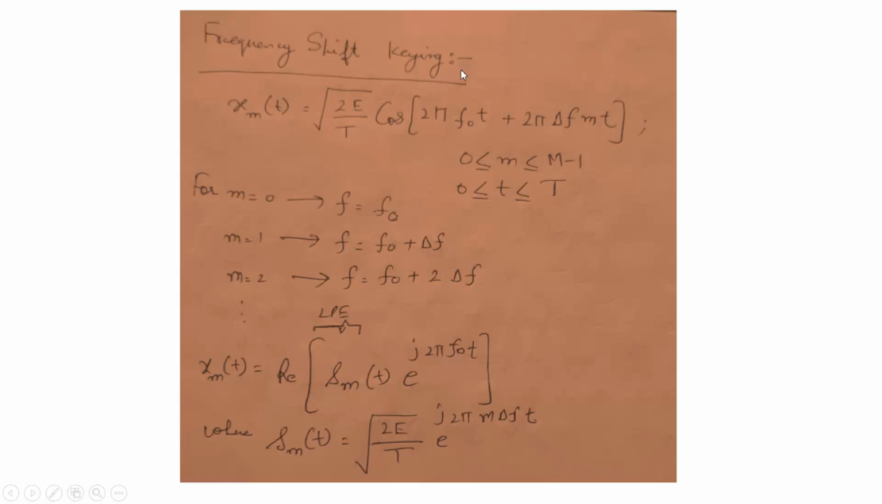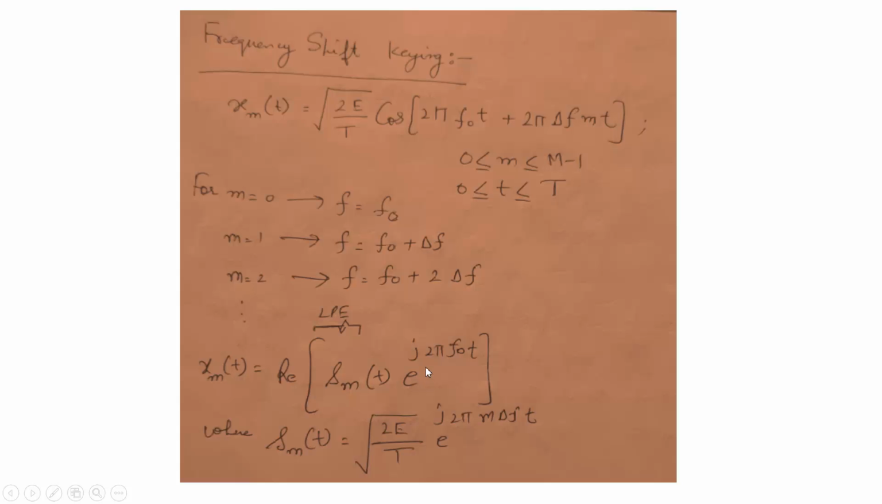Now this x(t) can be expressed as s_m(t), right, e to the power j 2 pi f naught t, where s_m(t) I can denote as the basic message signal. So I can express it where s_m(t) is square root of 2E by capital T, e to the power j 2 pi small m delta f t, right? So basically what is done in this expression is that this cos 2 pi f naught t is replaced with the Euler's expression, and we are taking the real part of that. So that will be equal to this expression only.